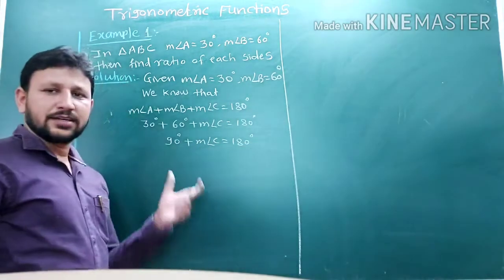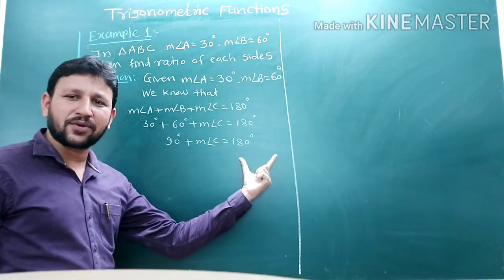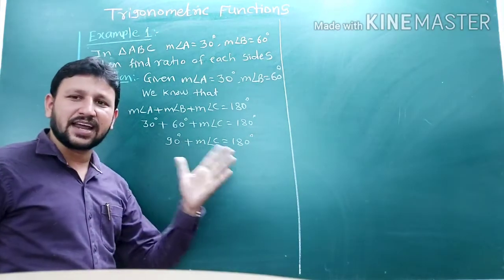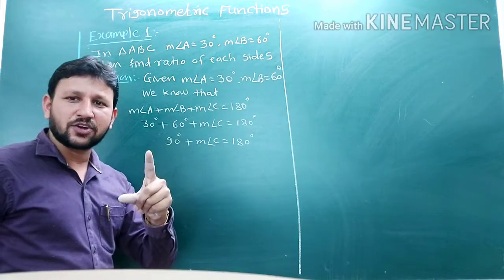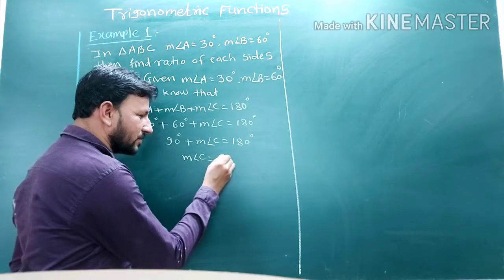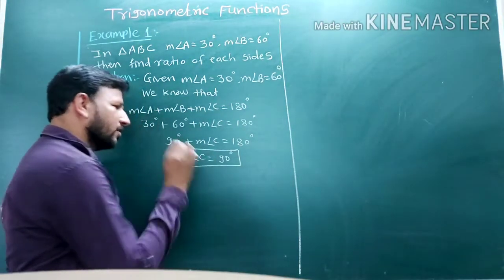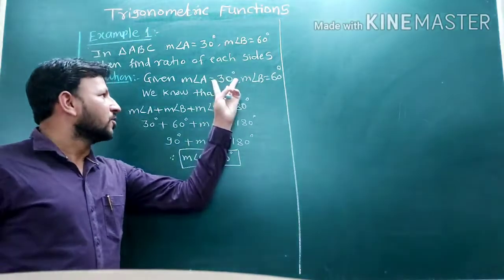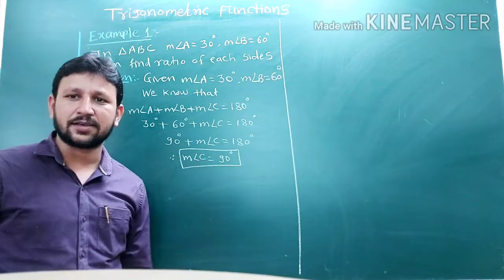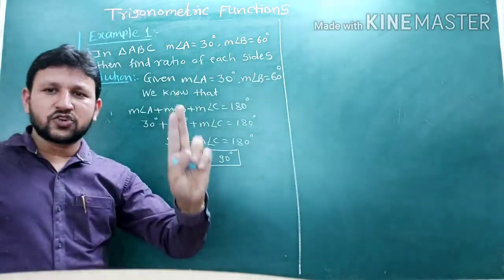The term 90 degrees, positive, shifted to the right hand side, will get subtracted from the 180. Let us check the subtraction: 180 minus 90. This difference is obtained again as 90 degrees. Hence, measure of angle C is equal to 90 degrees. Check again. We were given two angles, angle A and angle B, and calculated the third angle C. The question is remaining. See the target here: find the ratio of each side.